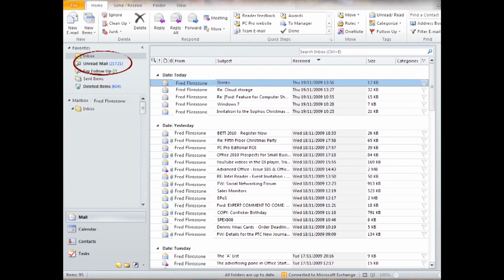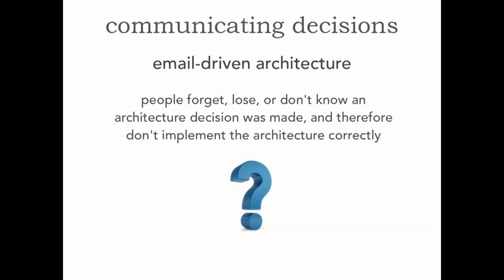So you can even notice on the unread email up there in the red circle that there's 21,000 unread emails there, and unfortunately your latest architecture decision is in one of those 21,000, so it will probably never get read. So email-driven architecture is where people forget, lose, or don't even know that an architecture decision was made, and therefore don't implement the architecture as you originally had planned.